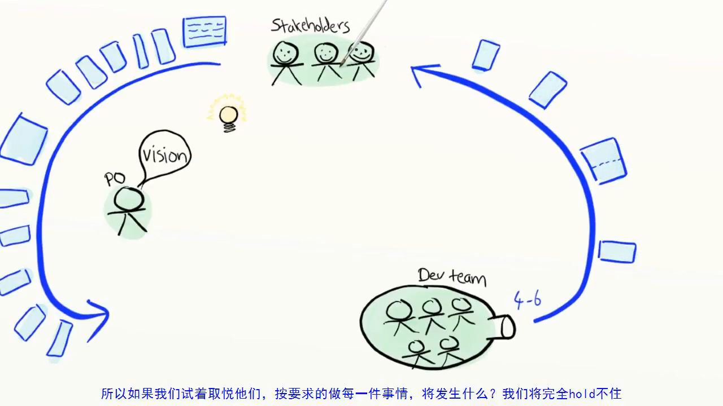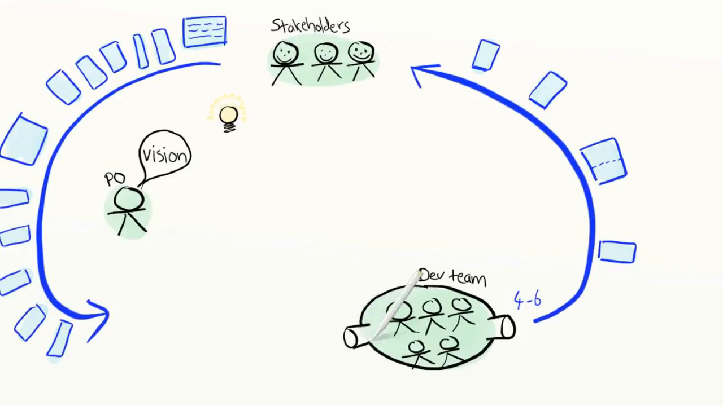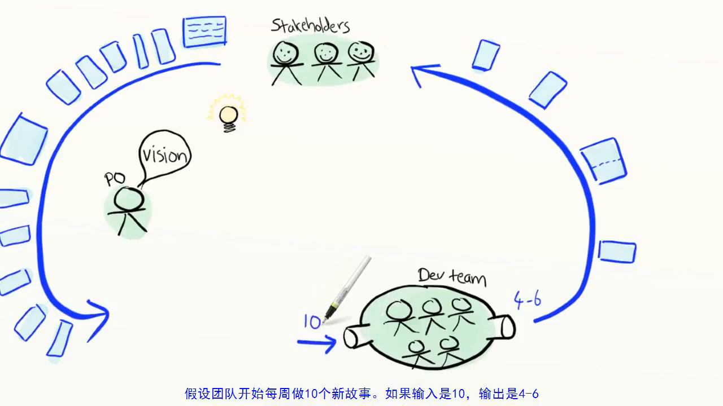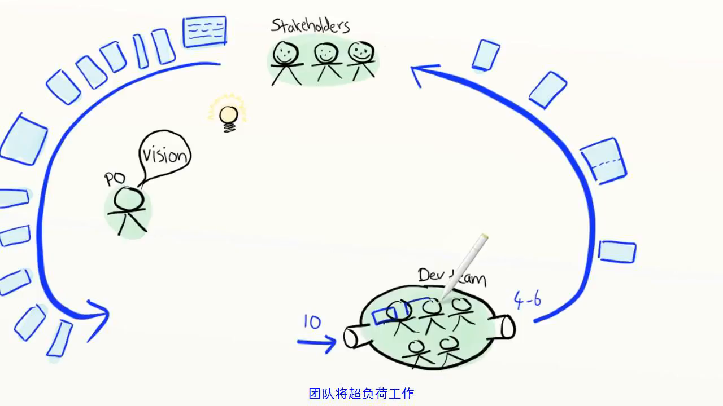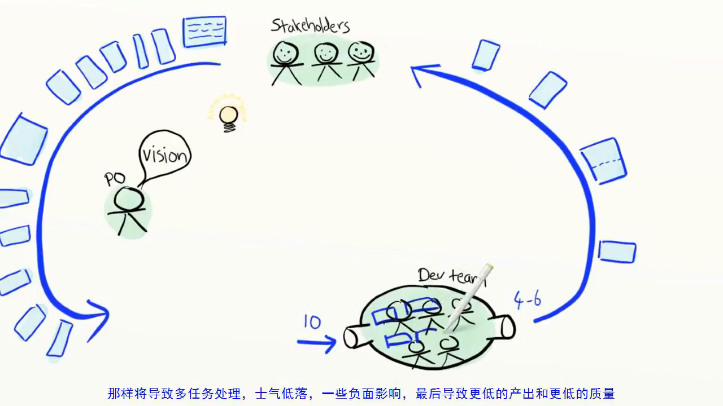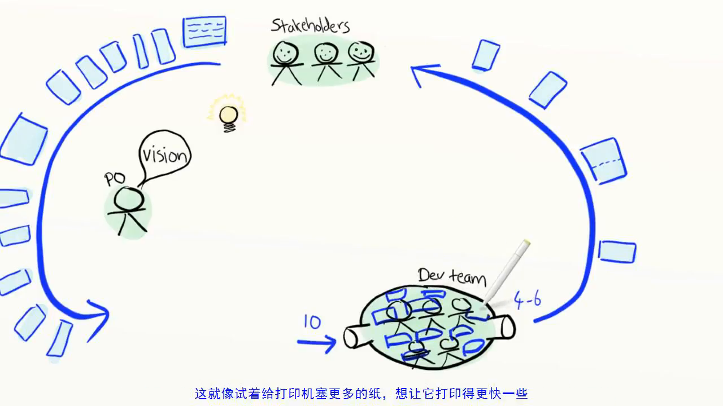So what happens if we try to please them and try to do everything they ask for? We'll get overflow. Suppose the team starts working on 10 new stories per week. If the input is 10 and the output is 4 to 6, the team will get overloaded. That will cause multitasking, demotivation, and all kinds of bad stuff. And ultimately, it'll lower output and lower quality. It's a lose-lose proposition. It's kind of like trying to shove more paper into a printer to make it print faster, or shoving more cars onto an already crammed highway system. It just doesn't work. It just makes things worse.